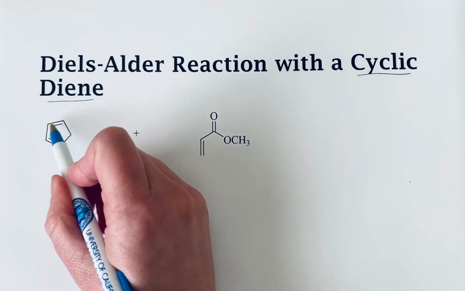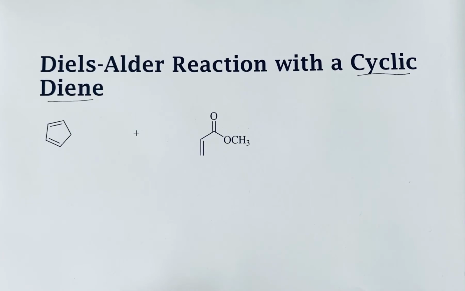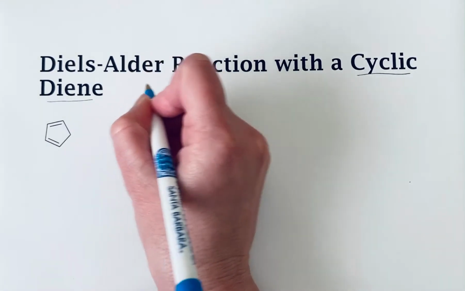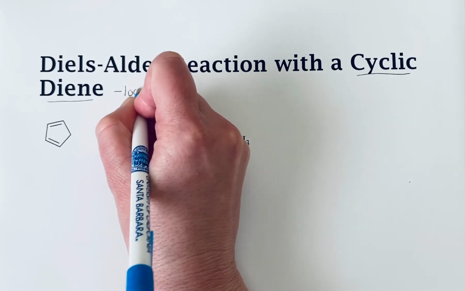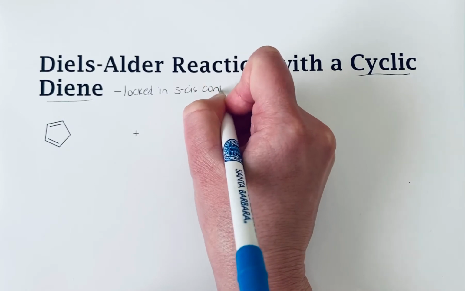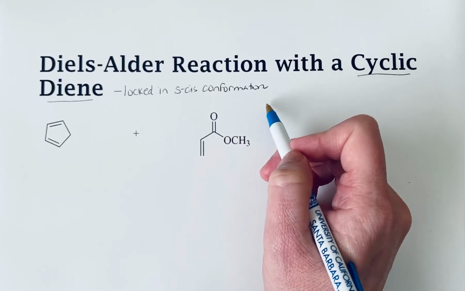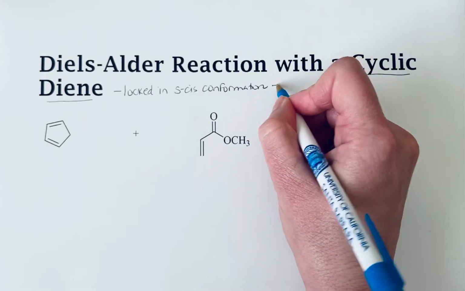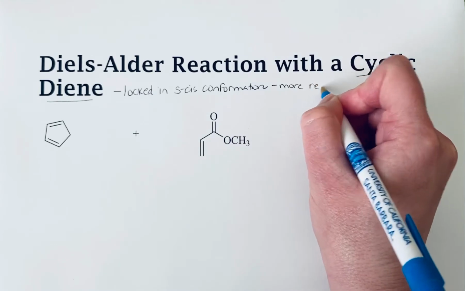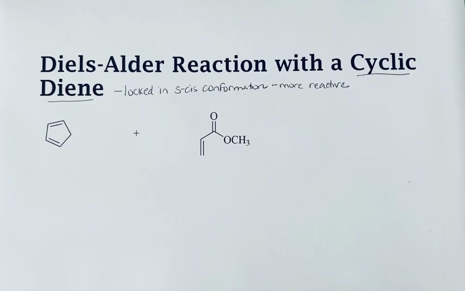If we take a look at this ring system, what we're doing by putting this in a ring is essentially locking the diene into the s-cis conformation, which is the reactive conformation for a Diels-Alder reaction. So if you have a cyclic diene, that diene is locked in the s-cis conformation. And since it is already locked in that reactive conformation and doesn't need to rotate, this is a more reactive diene for a Diels-Alder reaction. And so that's why we see a lot of examples.